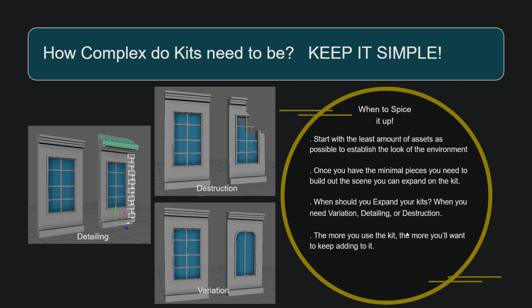If we start breaking things apart and damaging our pieces, and we need little rubble piles and individual bricks later on to scatter around, or little pieces of wood to scatter around as debris, that's a good time to start expanding your kit, right? So yeah, just one little section right there.